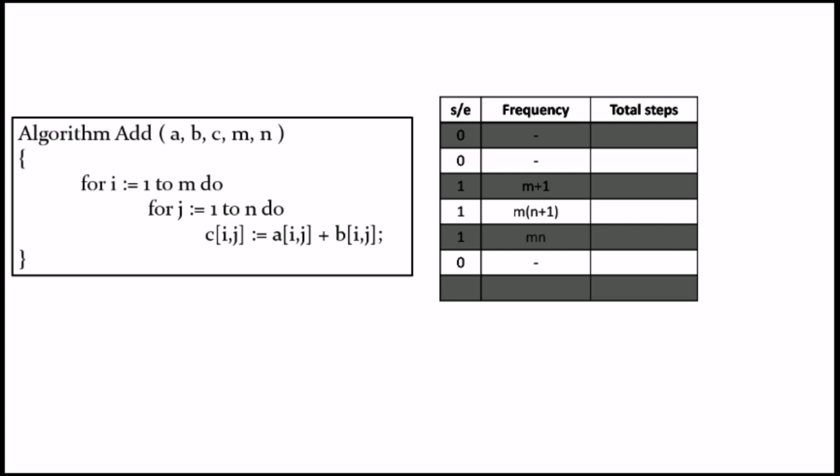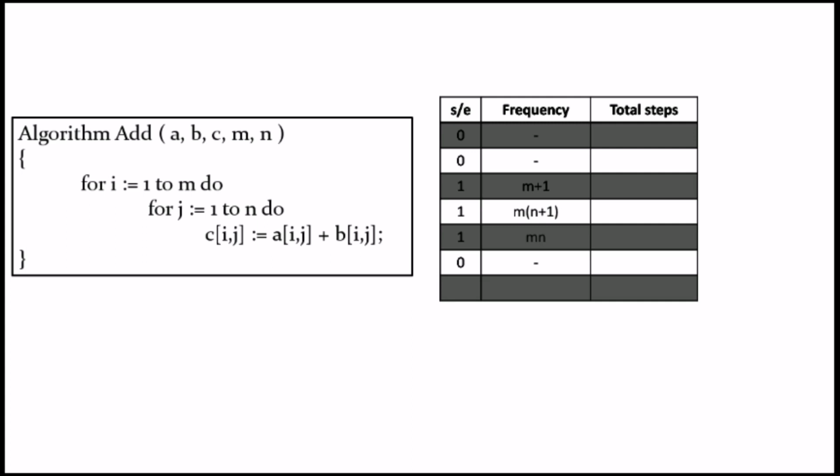And the third one, that is C of ij equal to A of ij plus B of ij. So this will be repeated M into N times because it is inside two loops. In the I loop there is another J loop, and in the J loop there is the calculation part, that is the addition of two matrices. So this particular statement will be repeated M into N times.